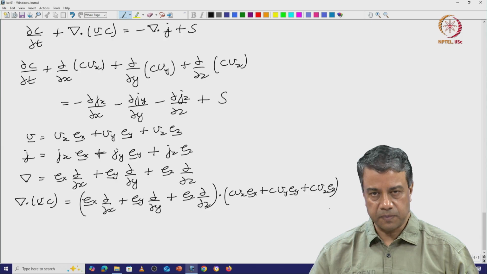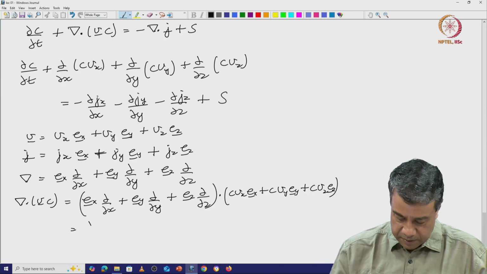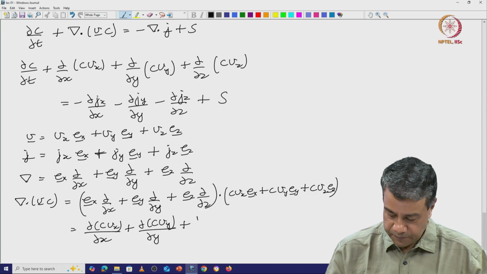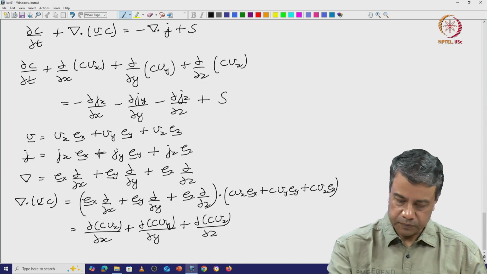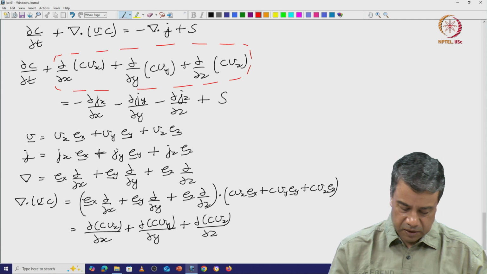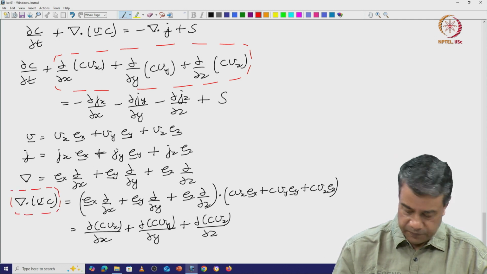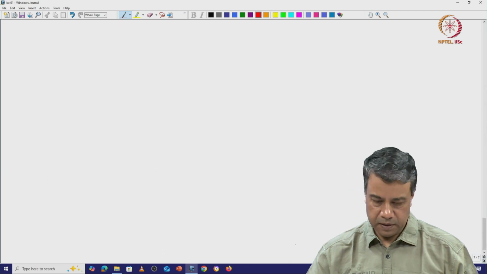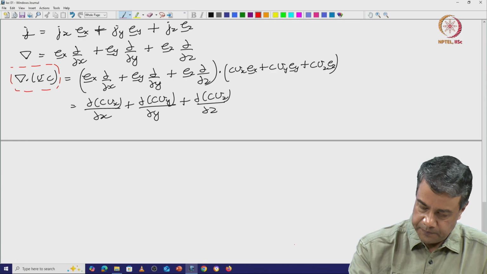So, if you just take this dot product, what you will get is partial of C Vx by partial x plus partial of C Vy by partial y plus partial of C Vz by partial z, which is exactly what I had on the left side over here. So, I can write it compactly in this form.